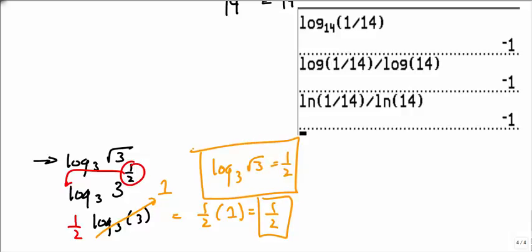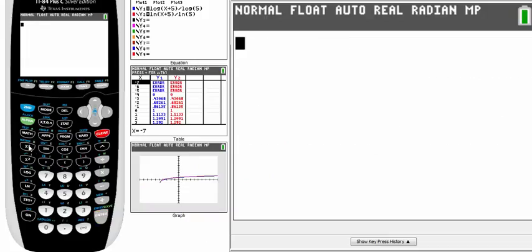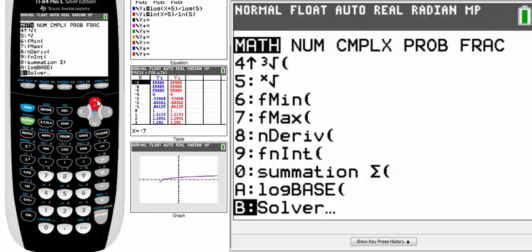Okay, so let's go ahead and look at this one as well on our calculators to check our work. So let's look at that log base key.